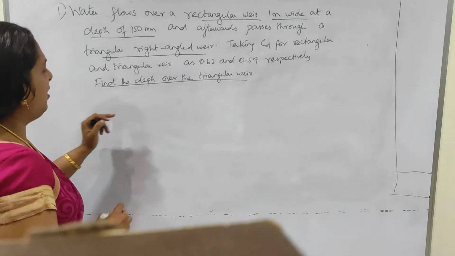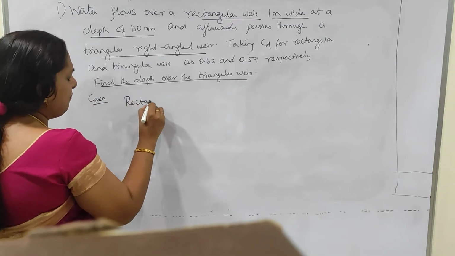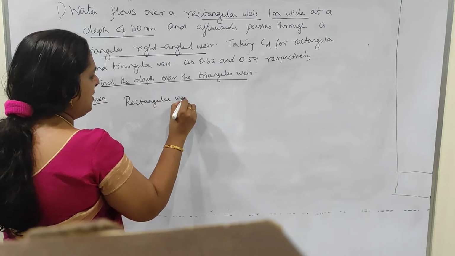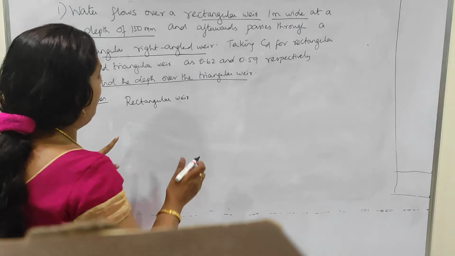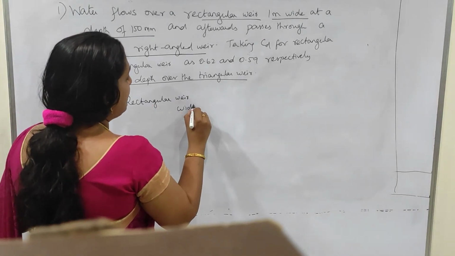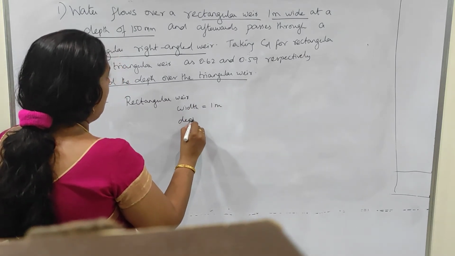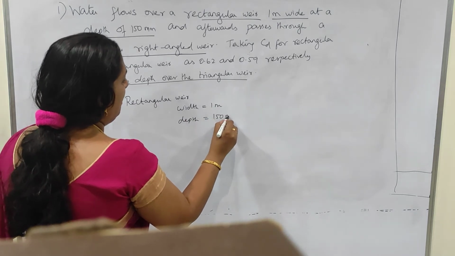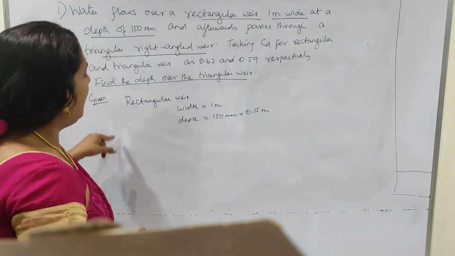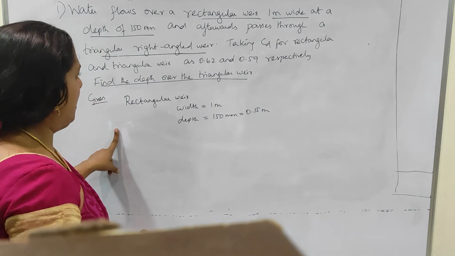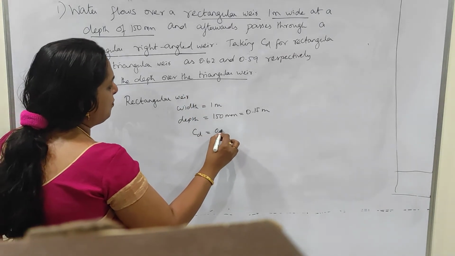So what are the things they have given you? They have given you a rectangular weir. The expression for both weir and notch will be the same in the case of rectangular as well as triangular. For the rectangular weir, the width is given as 1 meter, and the depth is 150 mm, or we can convert it into meters, 0.15 meters. Then it passes to a right angle triangle, that is your triangular notch. Now the CD for this rectangular weir is 0.62.